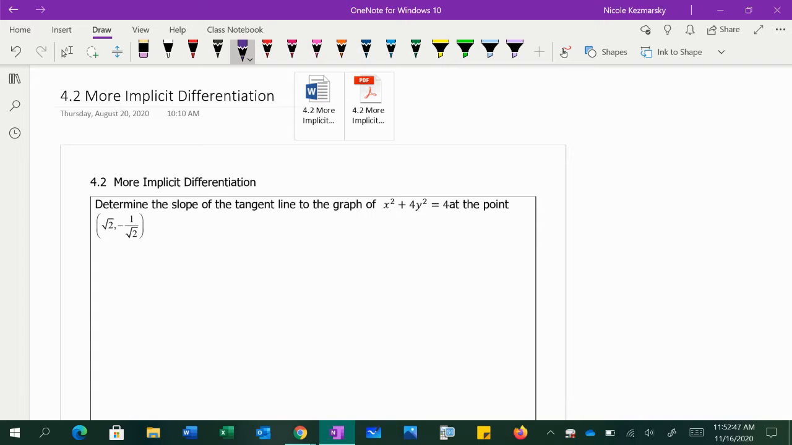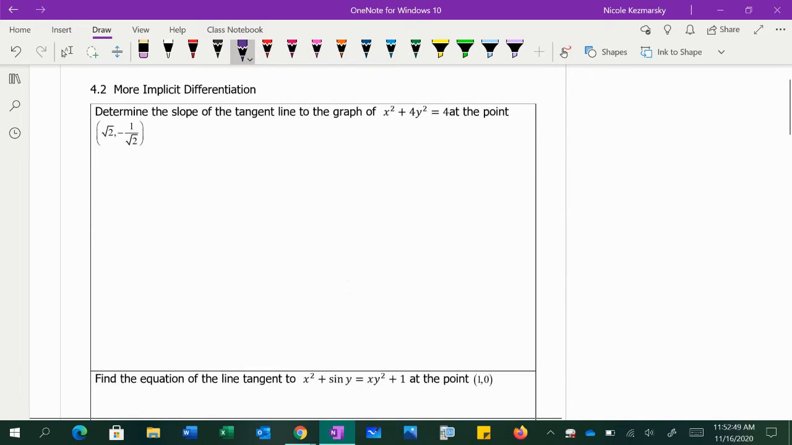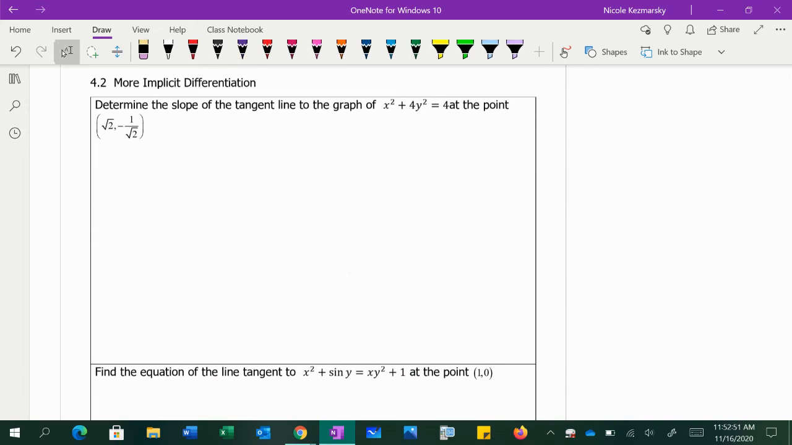So let's start with: determine the slope of the tangent line to the graph of x squared plus 4y squared equals 4 at the point square root of 2, comma, negative 1 over square root of 2. So the key words that we're looking for in here are slope and tangent. It doesn't say find the equation of the tangent line, it just says determine the slope. So we're looking for what the derivative value is given the point that we're given.